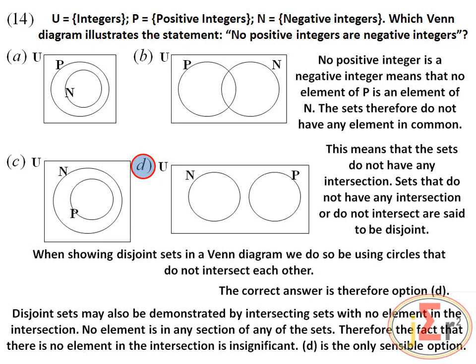So, in representing sets that do not intersect, that is, disjoint sets, we may do it this way and place no element in the intersection. That's another way that we can do it. However, if we look around, there is no element in any of the sets. Therefore, by leaving the intersection empty, we are not making any sense. The best way of indicating this, since we do not have any element in any section of the set, is to cause the sets to be separated and apart from each other, as we have in option D.